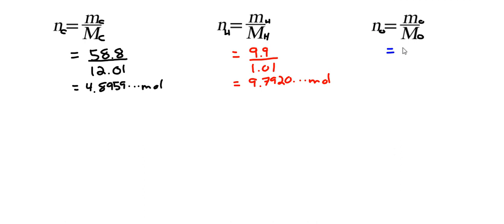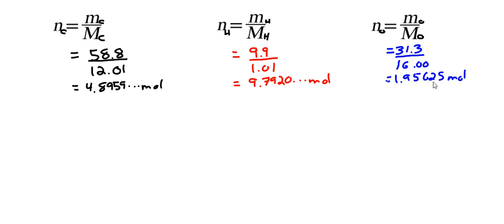We fix that, make that look a little better. 31.3 grams, and the molar mass is 16.00 grams per mole. That gives us a value here of 1.95625, and I'll write the whole thing because I noticed that it is a terminating decimal, and that is also in moles.